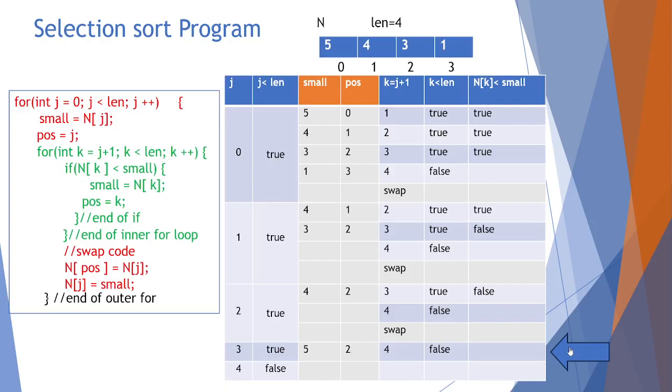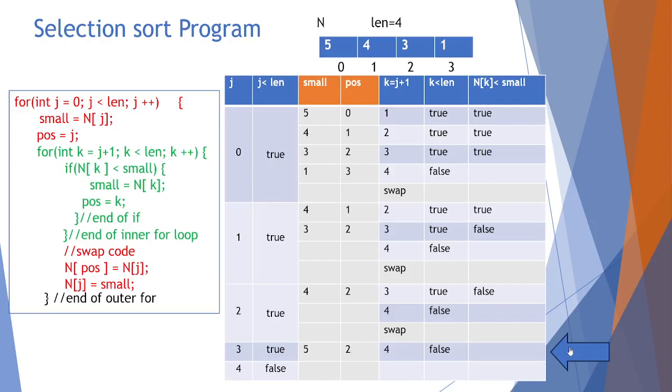Let's understand. In the outer for loop, small is equal to n of j. j is 0, n of j is 5. Pause is j, again pause is 0. So this is done by the outer for loop. Now the inner for loop starts, k is equal to j plus 1. j is 0, j plus 1 is 1. And this loop should work till n. So in the k column, if you see, 1, 2, 3 is true, when it is 4, false.